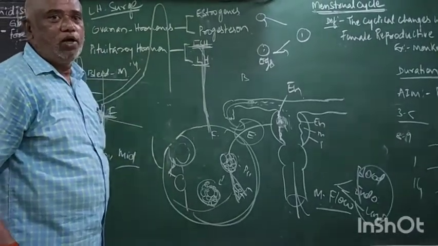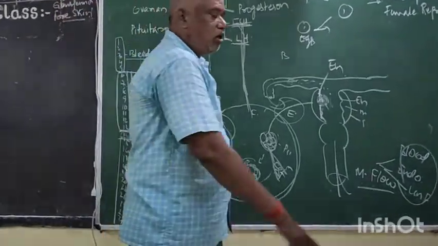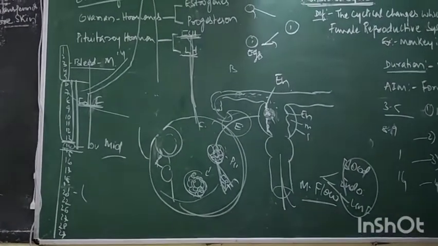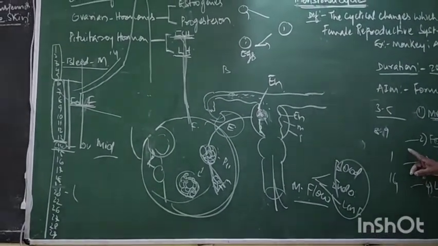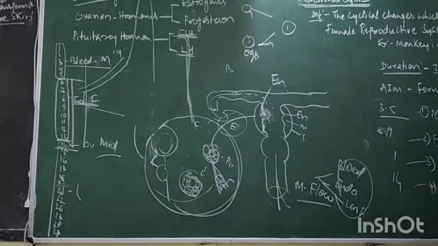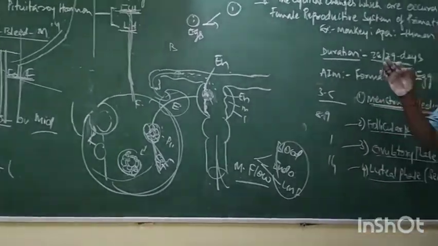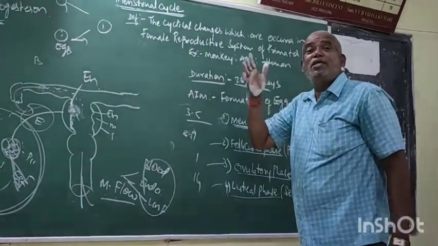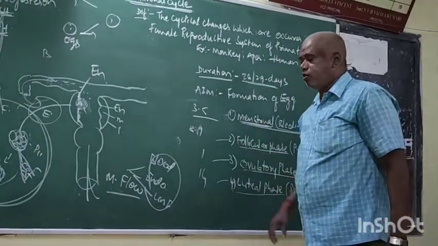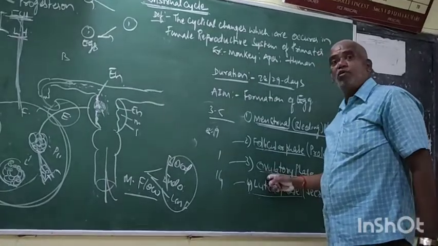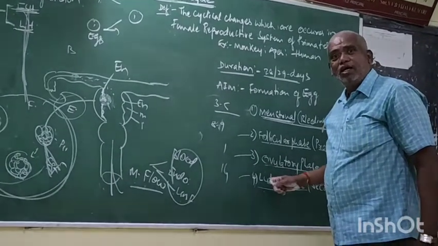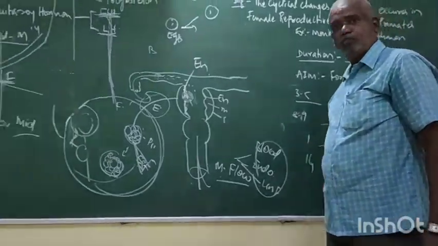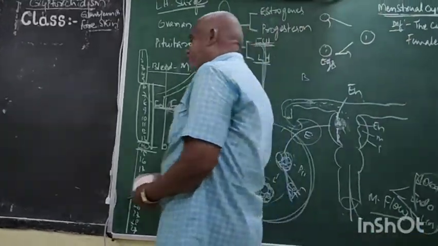Now, what is the third phase? Ovulatory phase. What is the duration? 1 day. This 1-day duration of ovulation is the 14th day of the cycle, mid cycle, at the center of the cycle. Which hormone plays the important role? LH, or the LH surge condition. Right.